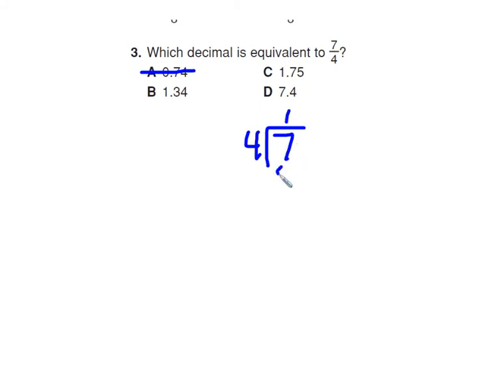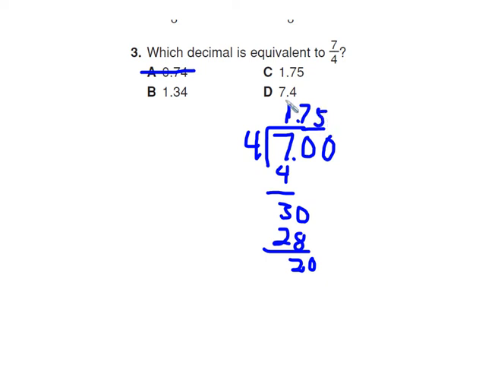Remainder of 3. And instead of writing 1 remainder of 3, I can add a decimal point and a 0 and bring this down. Okay, and then 30. Let's try 0.7. 7 times 4 is 28. Remainder of 2. Add another 0. Bring it down. 20 divided by 4 is 5. So 1.75. I'm going to let you use a calculator. Could have done that with a calculator.